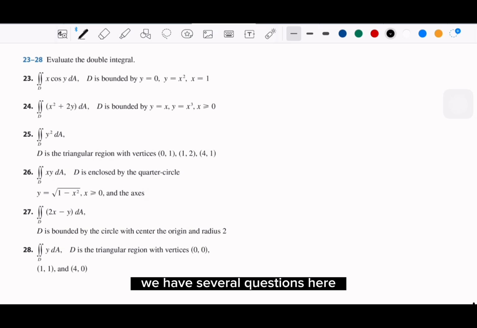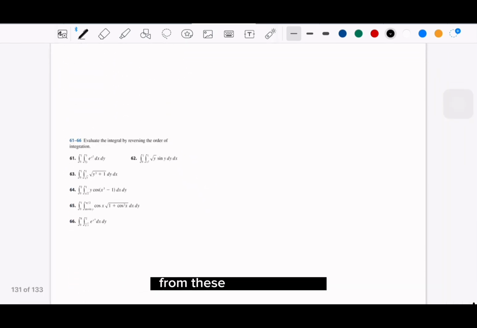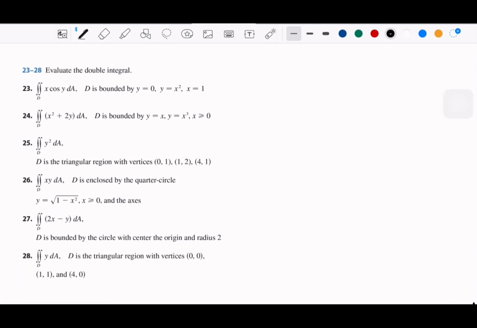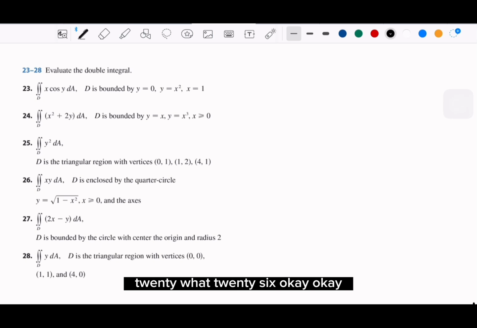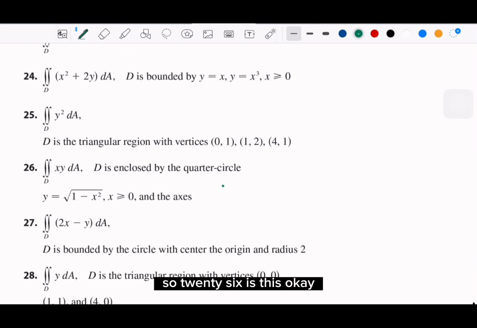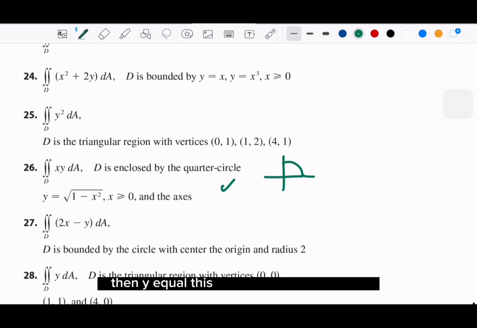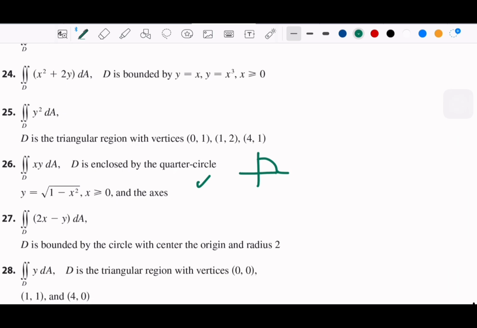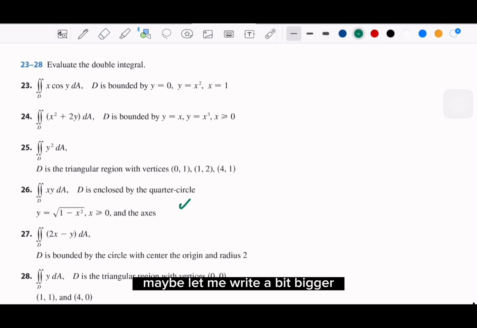We have several questions here, but I think we could only do two questions from these two parts. So the first part, choose one question. Number 26. So 26 is this. B is enclosed by the quarter circle. Quarter circle means that, and then y equals this, and x should be positive, so it should be in the first quadrant. So x is positive, and y equals the square root of 1 minus x squared. That is the D. I think I'm drawing too small, maybe let me write a bit bigger.